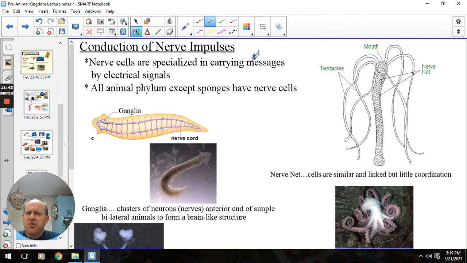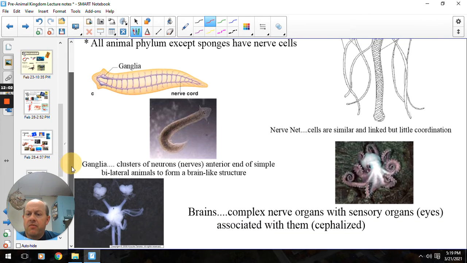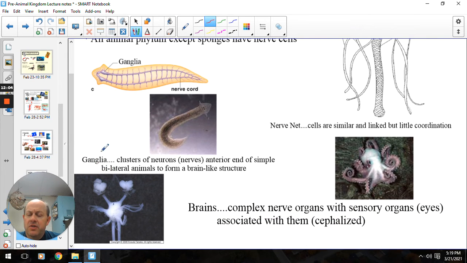Another system is the nervous system, and this is the one that we probably know the least about. Again, if you're simple enough, you just kind of have this nerve net, so the cells just kind of work together, linked, but not with coordination. They can do things. If we start to have a little bit of a central point, like a simple brain, this is going to be called a ganglia. This is very evident in our flatworms, planaria.